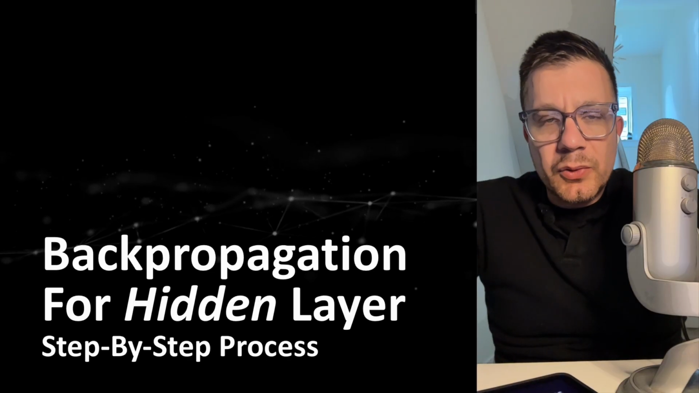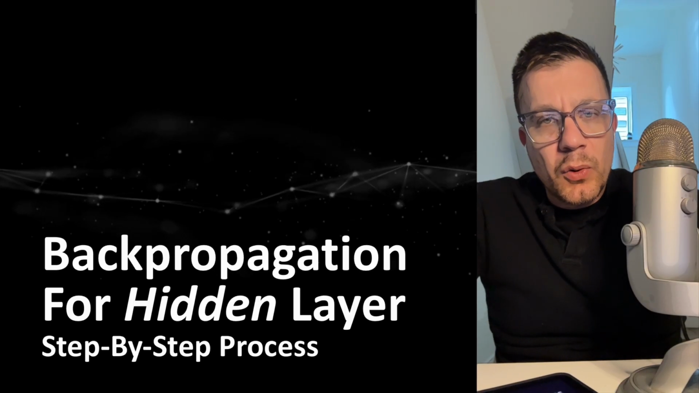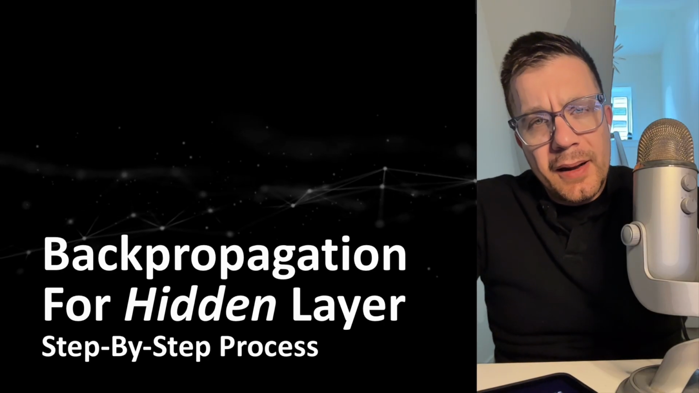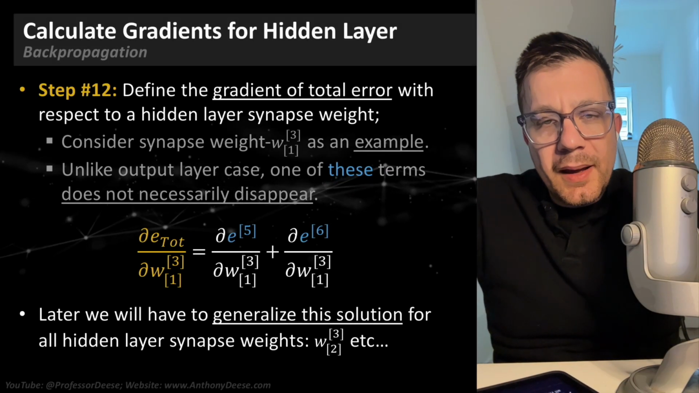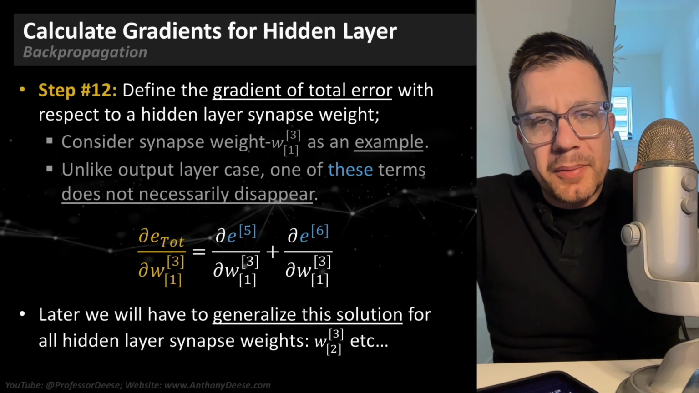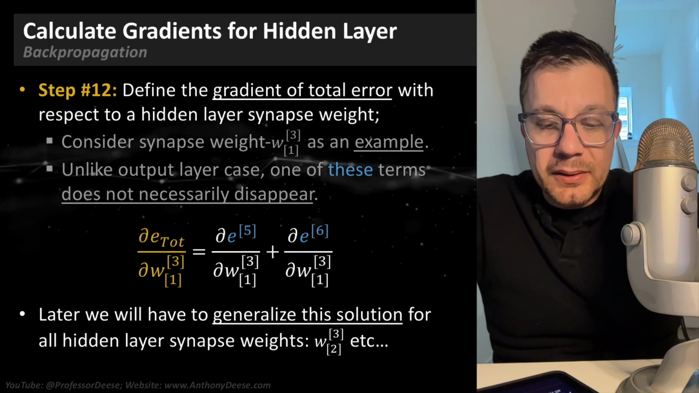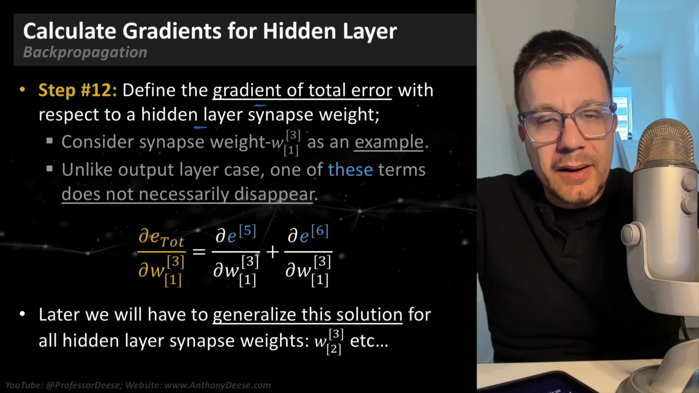Next, we explore how to apply the backpropagation algorithm to a hidden layer to calculate the partial derivative or gradient of error with respect to the synapse weights that reside in that hidden layer. And again, we're going to be presenting this as a step-by-step process. We begin our derivation of how to apply the backpropagation algorithm to a hidden layer similarly to how we began when applying it to an output layer. We need to define the gradient of the total error with respect to a hidden layer synapse weight.